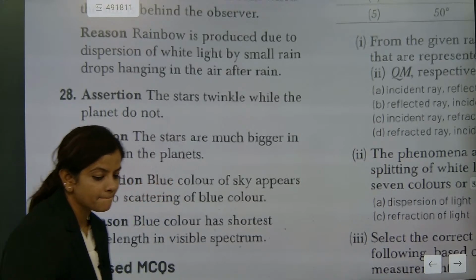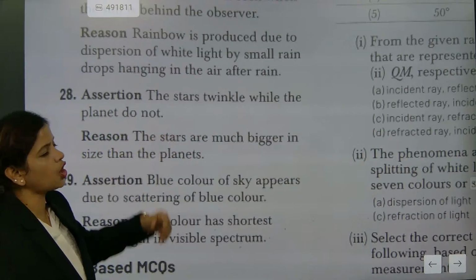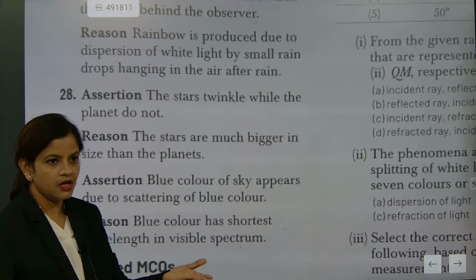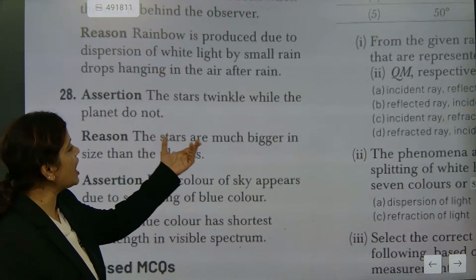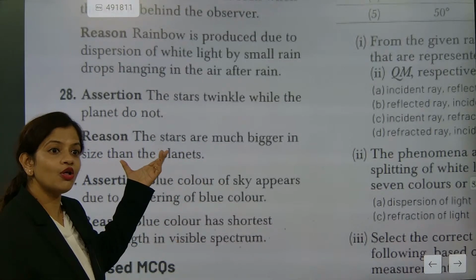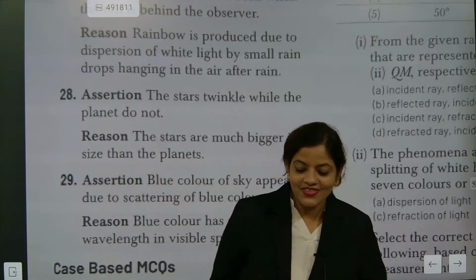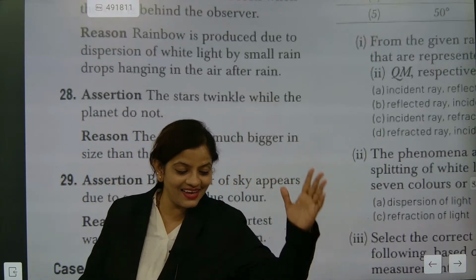Option B, ma'am. Question 29: the stars twinkle while the planets do not. True statement, the assertion is true. The stars are much bigger in size than the planets. This is also true, but not supporting. They both are not supporting. The correct answer is B.